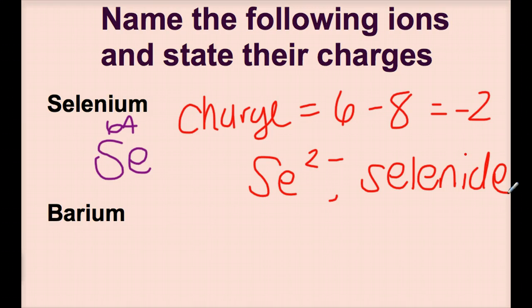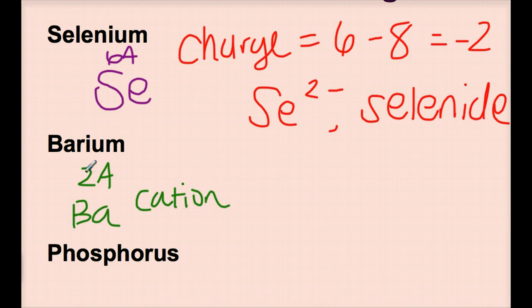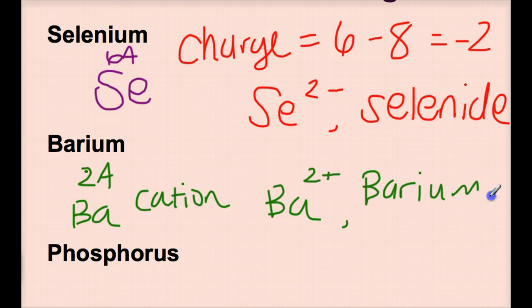Okay. Let's go ahead and find barium. If you find barium, which is Ba, barium is in column 2A. Since it's column 2A, I know that this is going to be a cation. It's going to want to probably give away those two. And if it's a cation, my charge is just the number of my column. So since it's 2A, this is a 2+. And if I name this, this is called barium ion, just like on your ion sheet.